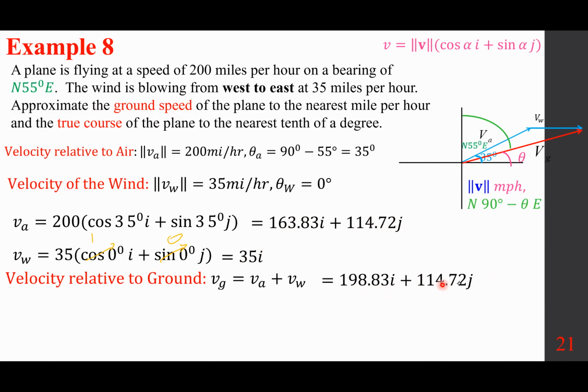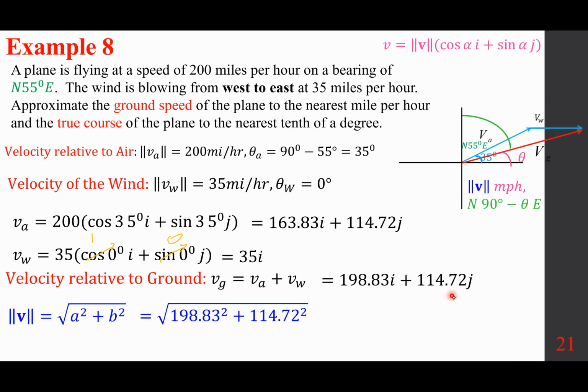Now we need the speed, which is the magnitude. So we want the magnitude for this, which is the square root of A squared plus B squared, which is the square root of this number 198.83 squared plus this number 114.72 squared. And again, you put it into a calculator and you approximate it to the nearest mile, and you end up with 230 miles per hour. It's a good practice to show the number with a bunch of decimals and then do the rounding to be on the safe side.